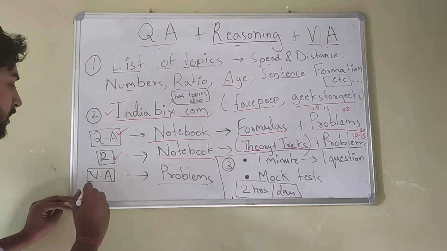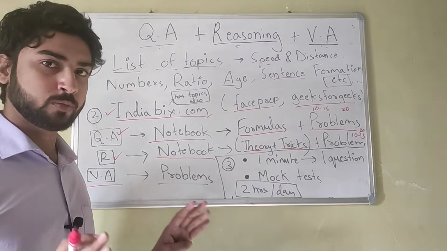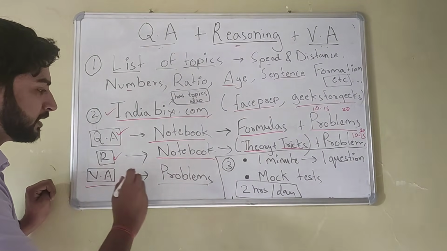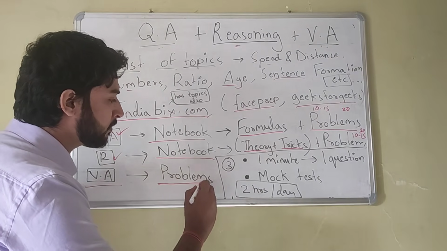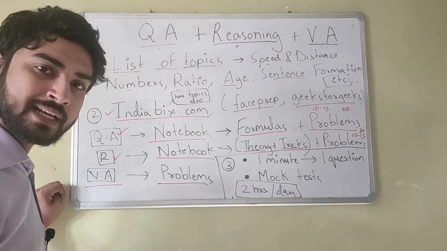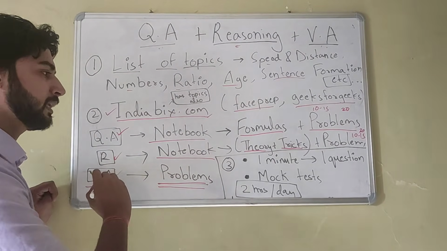Once your reasoning is done, go to verbal ability. For verbal ability, you don't need to make a notebook. Only practicing problems is going to be enough, okay? So for verbal ability, just practice a lot of problems for each topic. Topics will be like fill in the blanks, find the error, things like that. So just practicing a lot of problems will be enough for verbal ability.